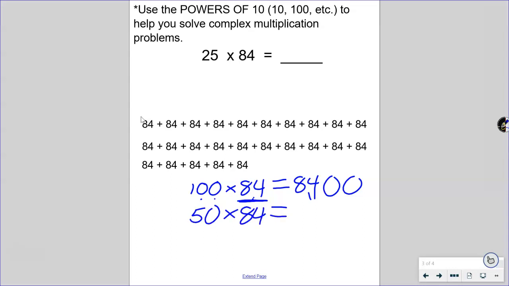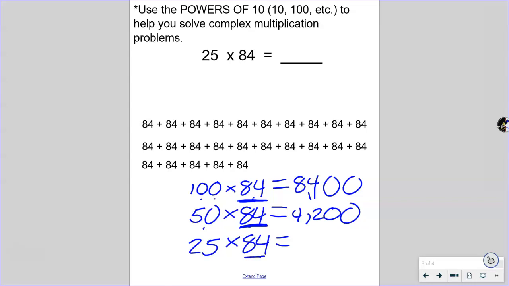If we're adding the number 84 50 times, we know that would give us a product that is half of 100 times 84. So now I ask myself, what is half of 8,400? And that would be 4,200. And now that I've done 84 50 times, let's take it and split it in half again. And let's find out what 25 groups of 84 is. And that's exactly the problem we're solving.